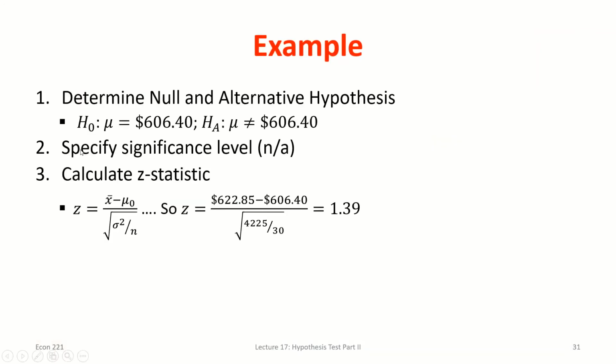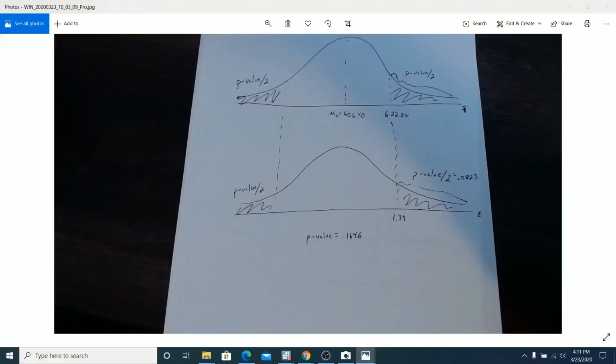We have the equation here, and it's just a matter of plugging things in. My sample mean was 622, the assumed true mean 606, and I was given the population variance and my sample size. So I've got a test statistic of 1.39. When we have the assumed true mean of 606 and found a sample mean of 622, we turn that into our z, our test statistic, which was 1.39.